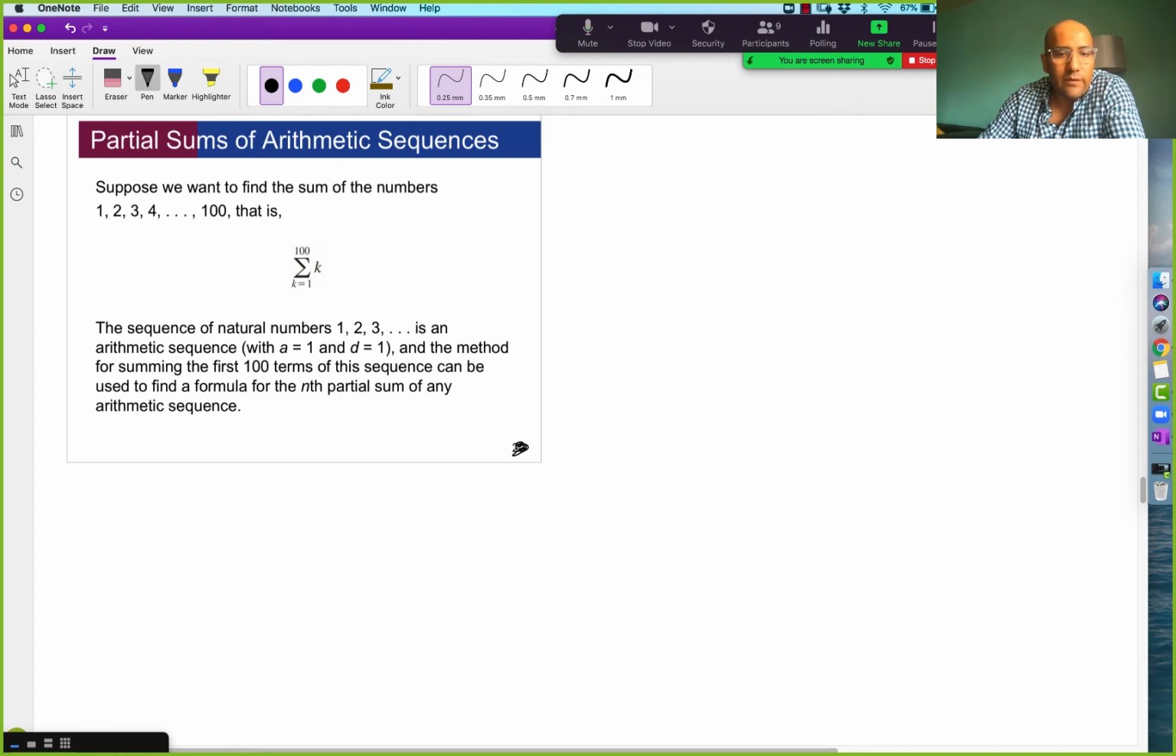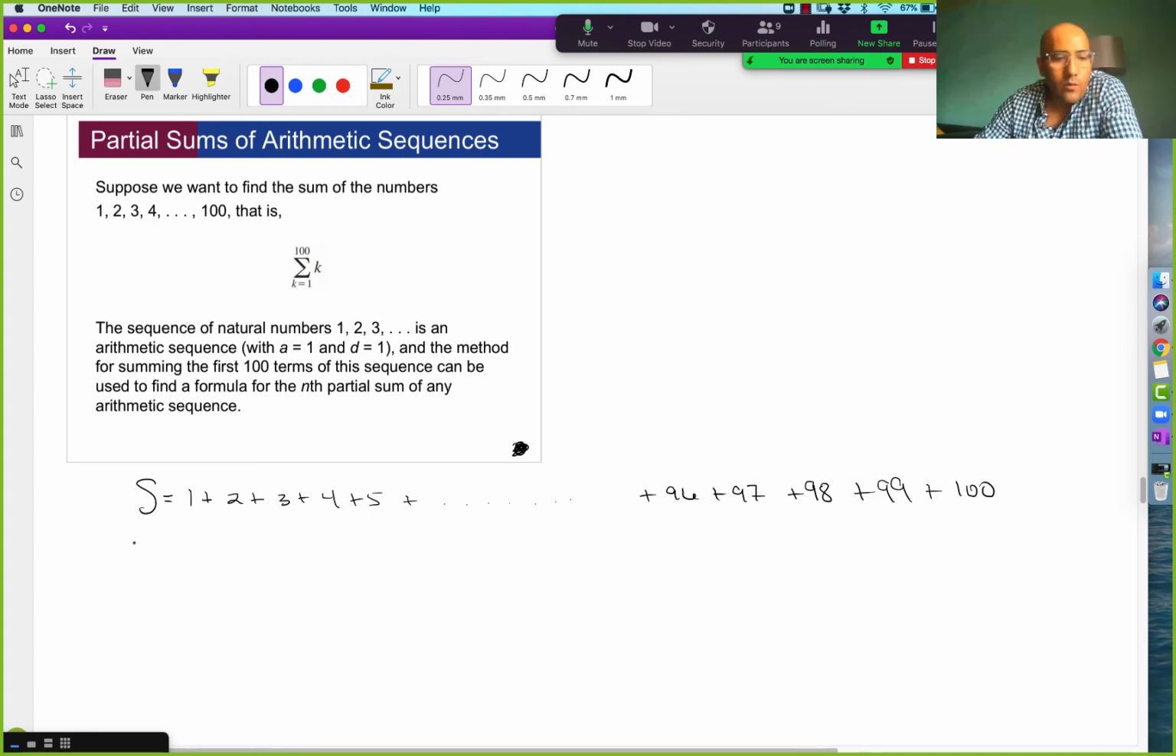Let's think of it this way. We want to find the sum s, and it's going to be 1 plus 2 plus 3 plus 4 plus 5, and keep going. Way at the end over here, we have the 96th term plus the 97th term plus the 98th term plus the 99th term plus 100, finally. So we want to find s, which is equal to the sum of all of these numbers.